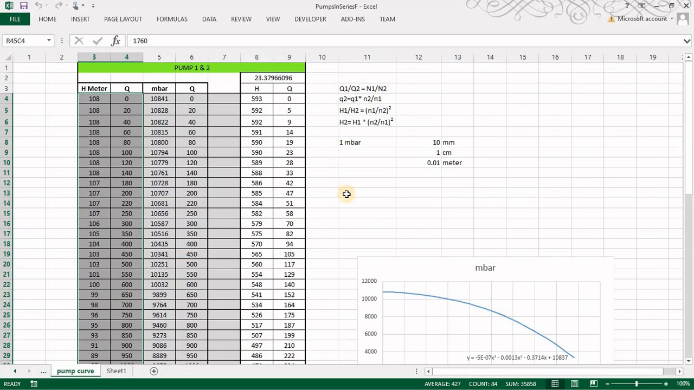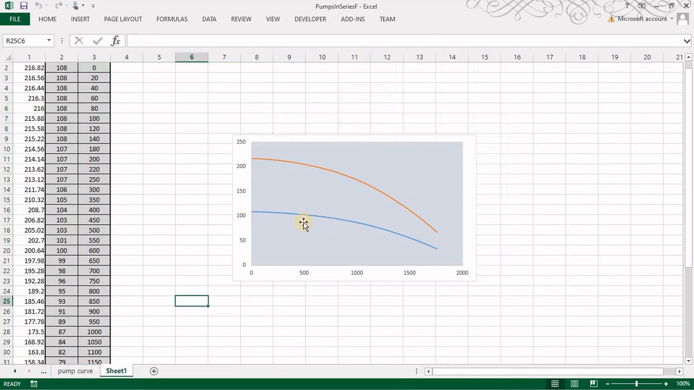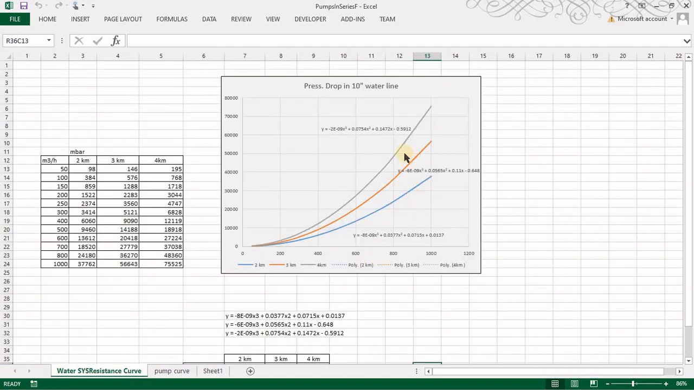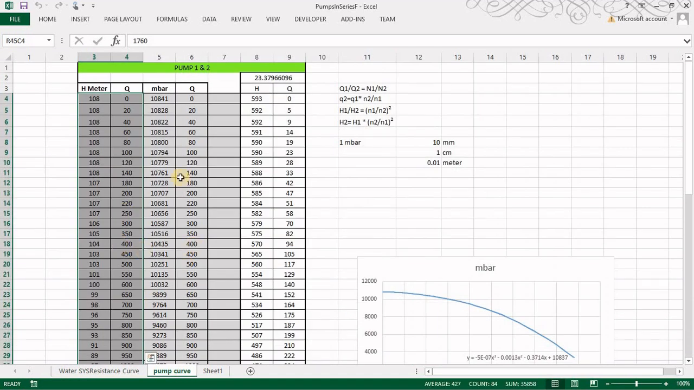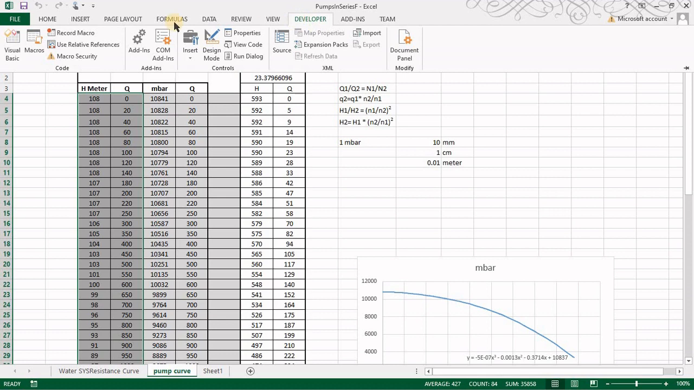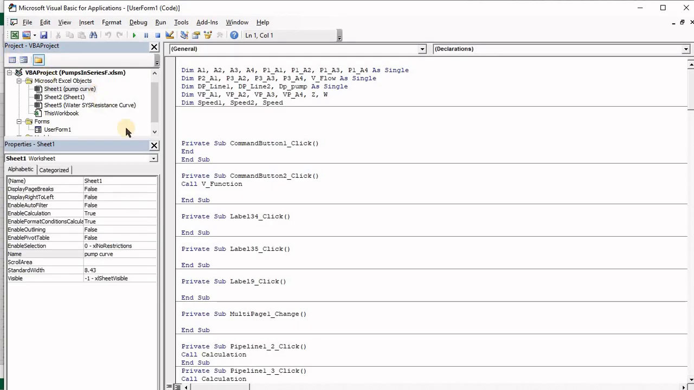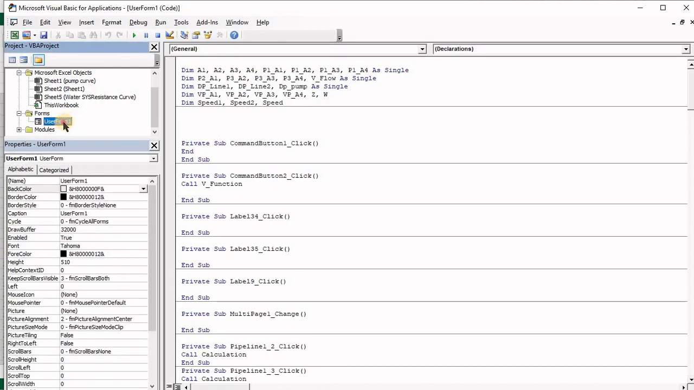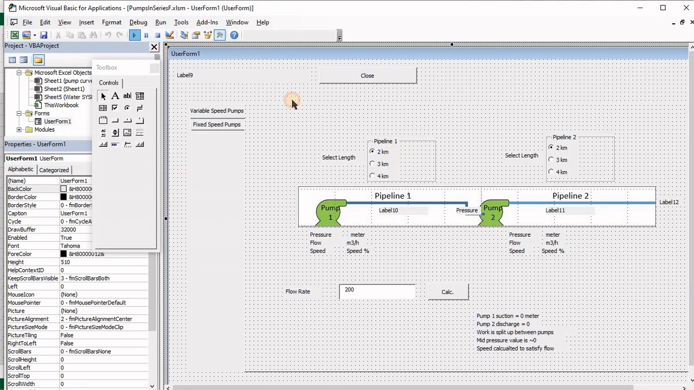So in this Excel sheet, I have 2 pumps running, and they are identical, and I have some process. The process curve changes with the line length, and as you can see here, I have a 2 kilometer line, a 3 kilometer line and a 4 kilometer line. Each one has its own process curve, and I have my pumps here. But to make it a little better this time, I decided to make a macro, and I have a user form here. We'll run it.